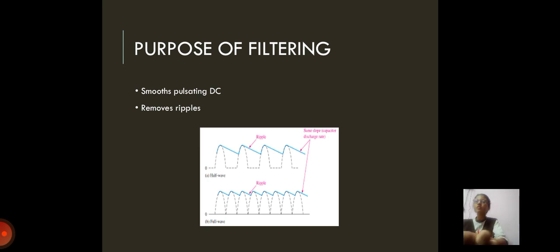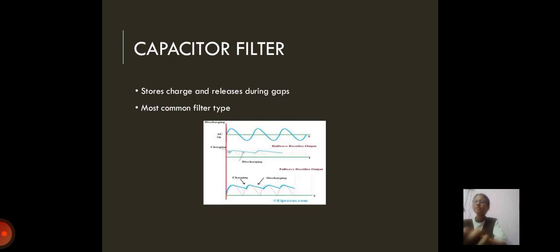So these filters are again divided into four types: capacitor filter, inductor filter, inductor capacitor filter, and CLC filter. The inductor capacitor filter is also known as the L section filter, whereas the CLC filter is also known as the pi section filter. The most common filter is the capacitor filter.